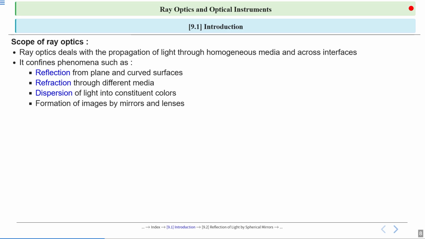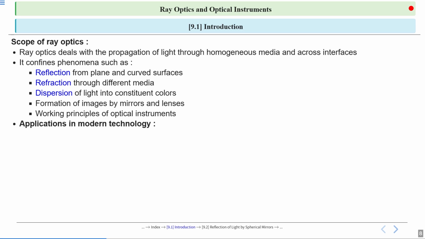Formation of images by mirrors and lenses. Working principle of optical instruments. Optical instruments, we are going to discuss the microscope and telescope in detail. So working principle of optical instruments, formation of images by mirrors and lenses. Then, applications in modern technology.